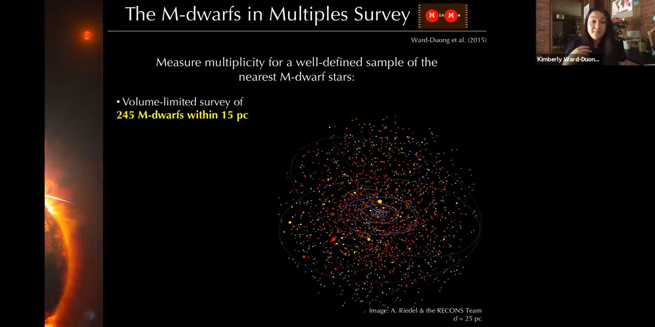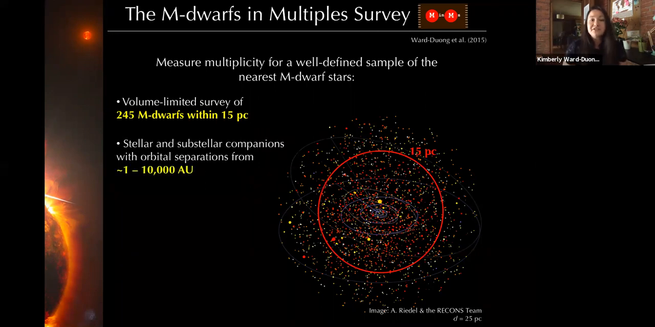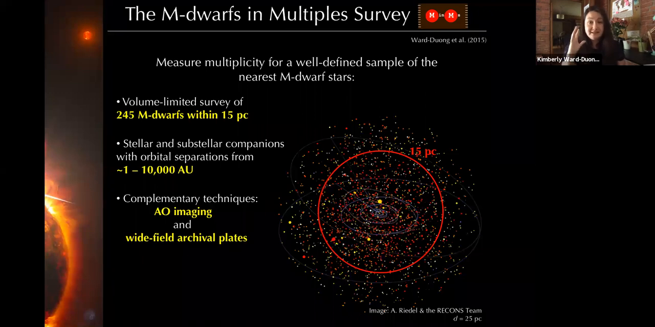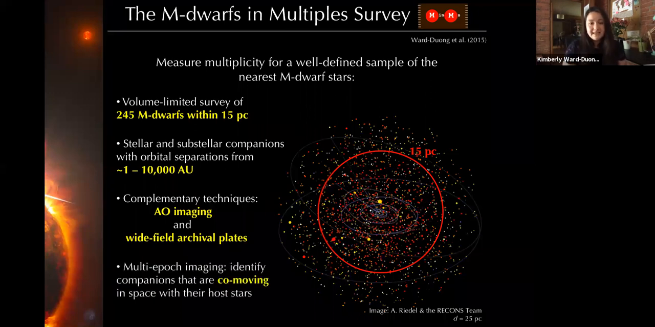You can see that the overwhelming predominance of them are M-dwarfs, and I'm focusing just on the closest 15 parsecs so that we can try to measure their companions with orbital separations from 1 AU all the way out to 10,000 AU. The way that I've done this in particular is to focus on imaging methods. And one of the benefits of looking at the nearest stars is that it's actually quite straightforward to detect physically bound companions that are co-moving in space with their host stars.